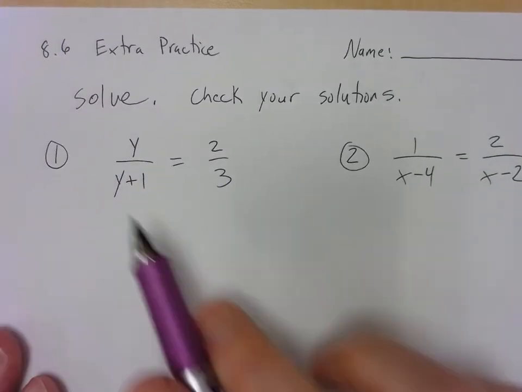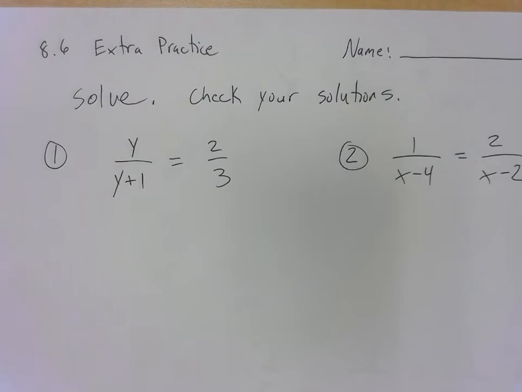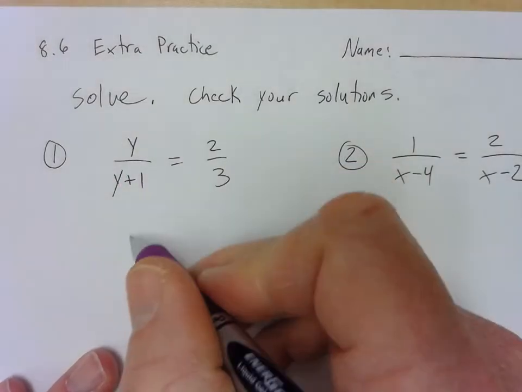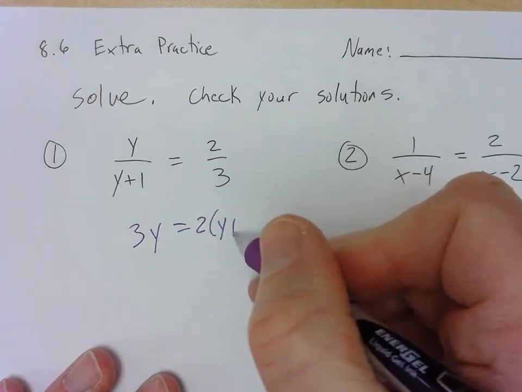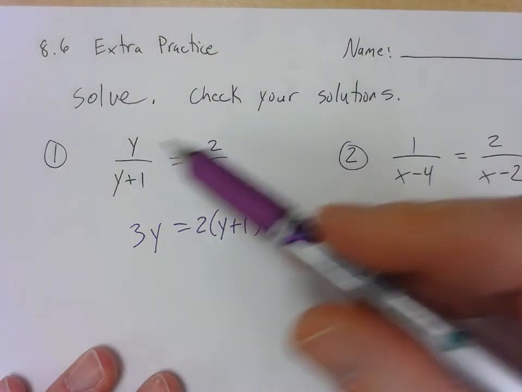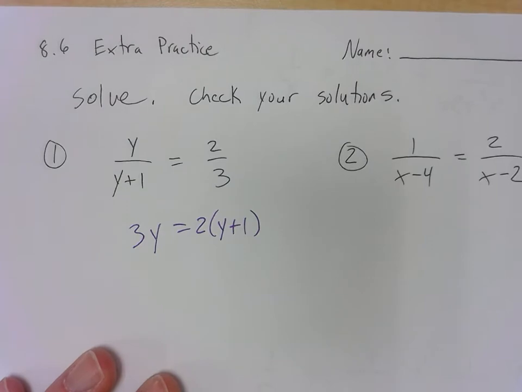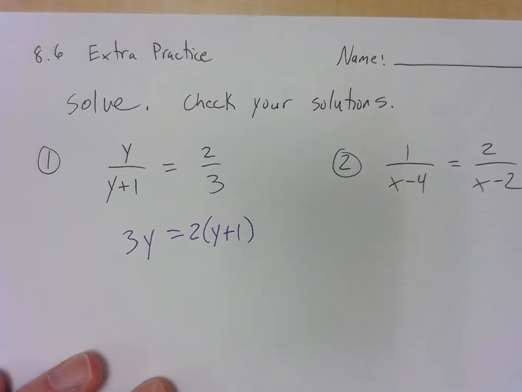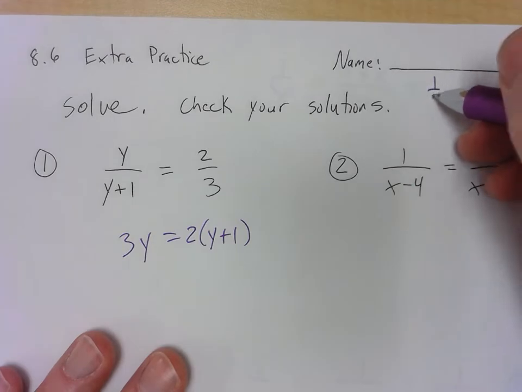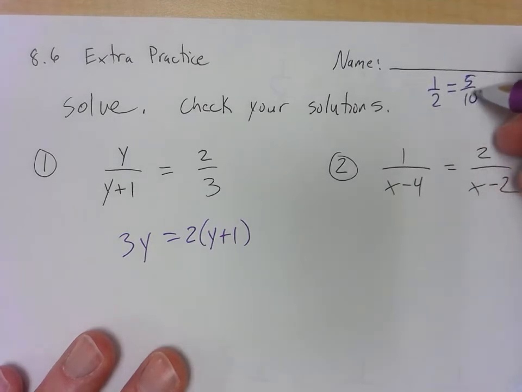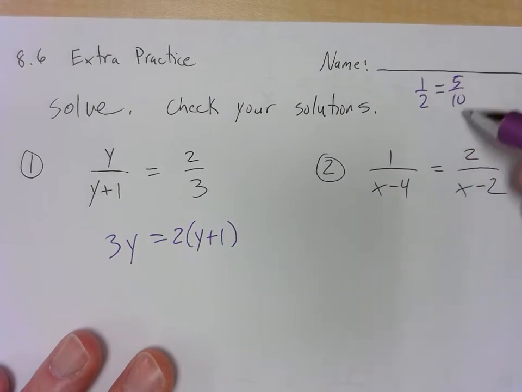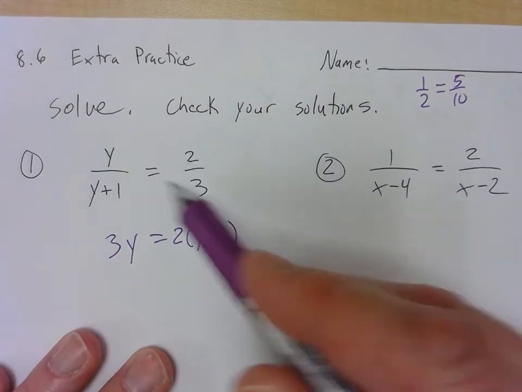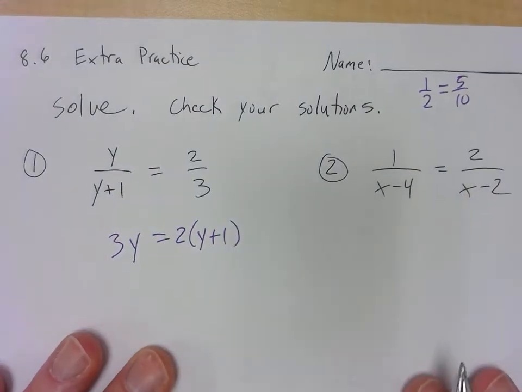Beginning here, this is a proportion. To solve a proportion, we cross multiply. So this times this would be 3y, and this times this would be 2 times y plus 1. Cross multiplication means the two things are equal to each other. If you don't remember that, take 1/2 equal to 5 over 10 and cross multiply: that times that is 10, and that times that is 10. So the cross product is equal on a proportion. This times this is equal to that times that, and that's how we set this up.